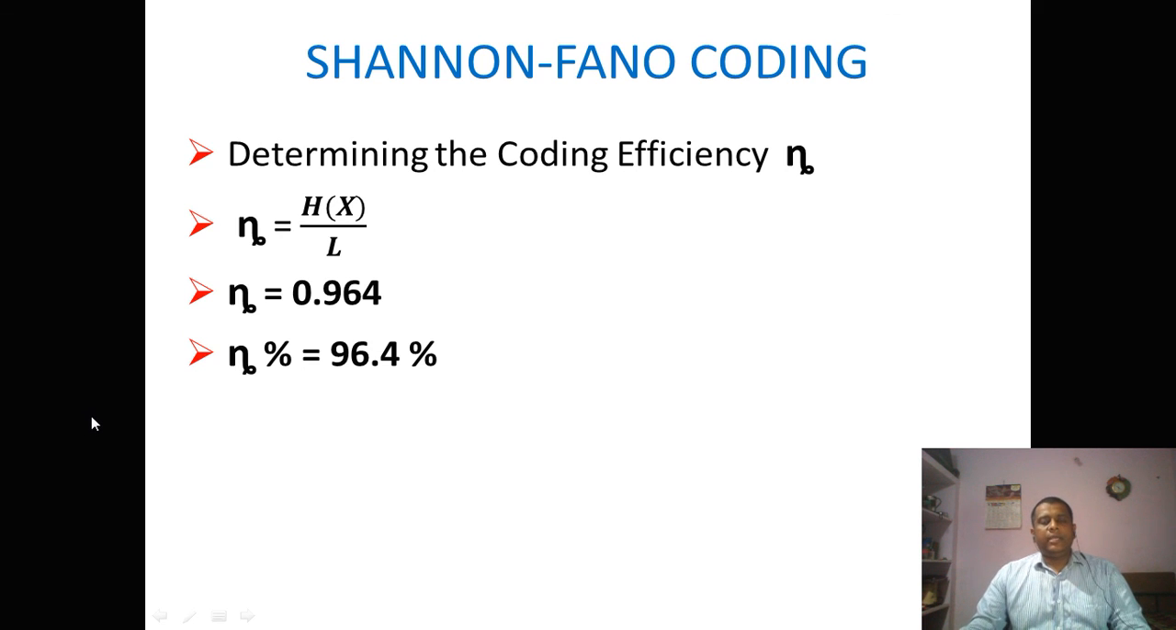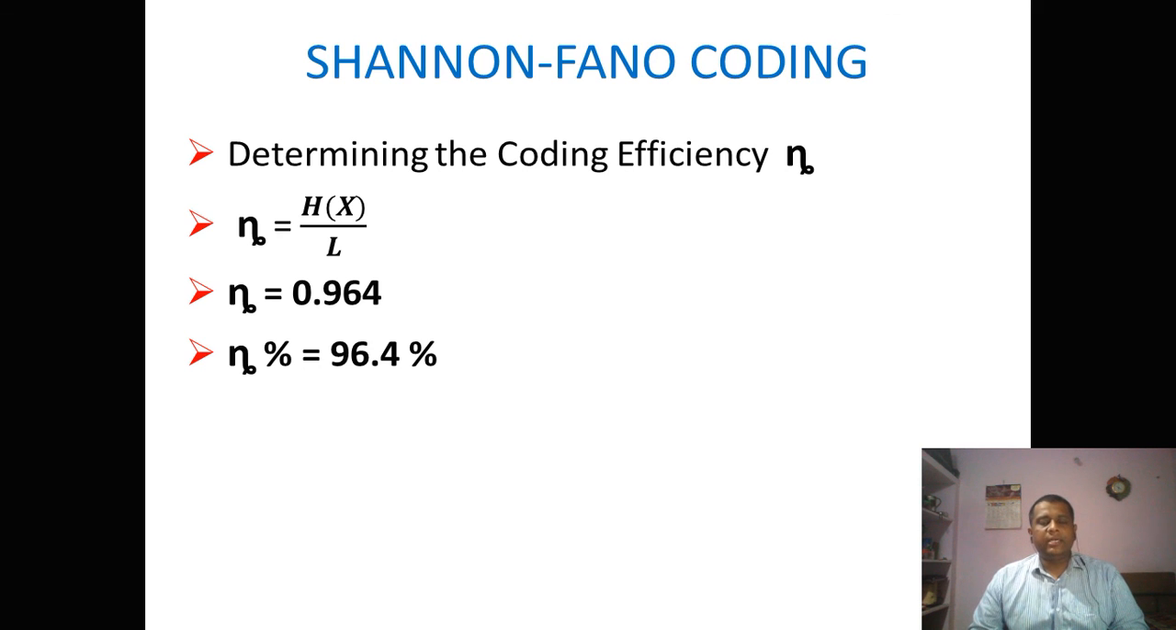Next, we come to the end of the coding algorithm, that is, determining the coding efficiency eta. The coding efficiency eta has a standard formula: entropy divided by average code word length, that is H of X divided by L. Thus the efficiency is equal to 0.964, and the percentage efficiency is 96.4%. So we have a high efficiency in the Shannon Fano coding algorithm, but this efficiency is less when compared to that of Huffman coding.